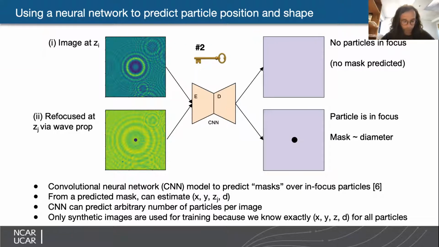And again, I want to note that we can only really use synthetic data to train on, because that is the only data for which we have the true labels. What I mean by that is we positioned the particles where we wanted them when we generated these synthetic holograms.